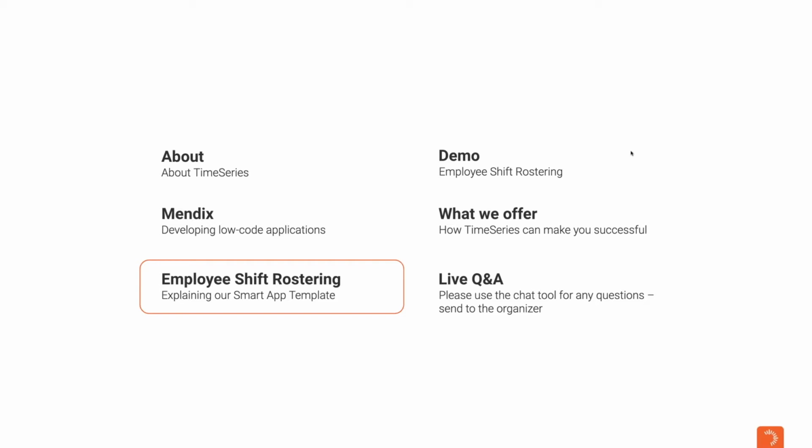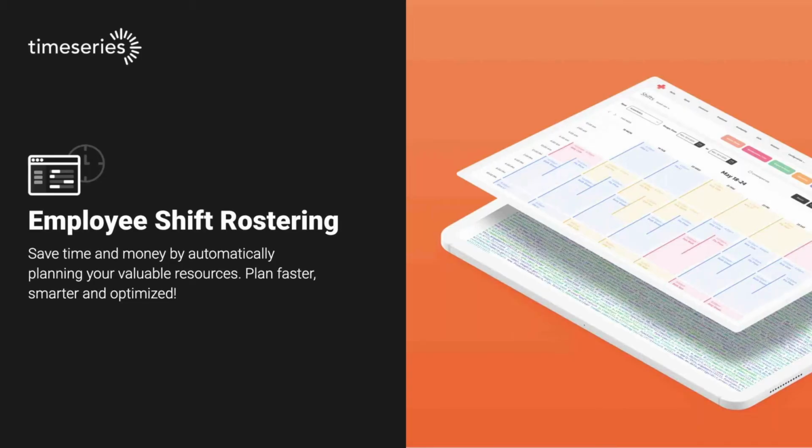So let's dive a little bit deeper into an example of what we've built with Mendex, which is our employee shift rostering application template. And the goal of this template is to make sure that we schedule employees in an efficient way. So of course, this allows you to save money because you plan more efficiently, or maybe need less people to do the actual planning. And of course, it also is about making sure the people which you have inside of your company, you utilize them in the most efficient manner.